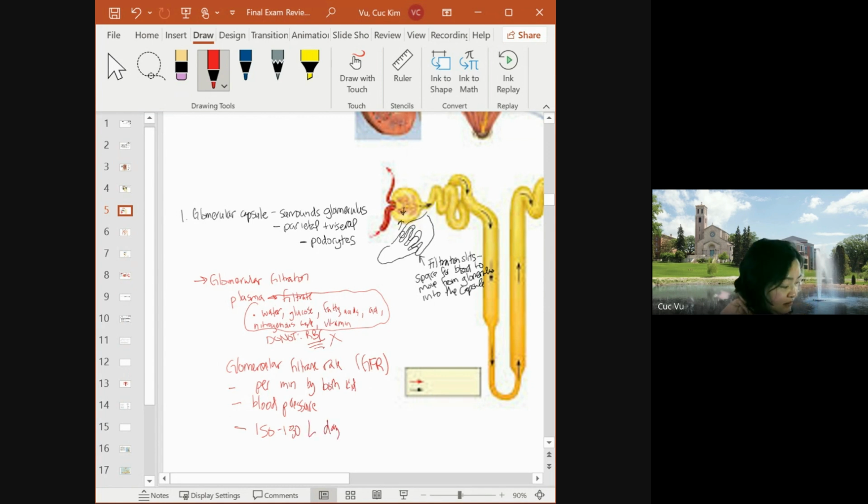That's a lot. Like if you think of the soda cans and the pop bottles, if you were to actually pee out 150 to 180 of those bottles, you would die of dehydration. You'd be on the toilet the whole time. So clearly there's a difference between cleaning the blood and actually removing it. And that's why the second step is really important, which is reabsorption.